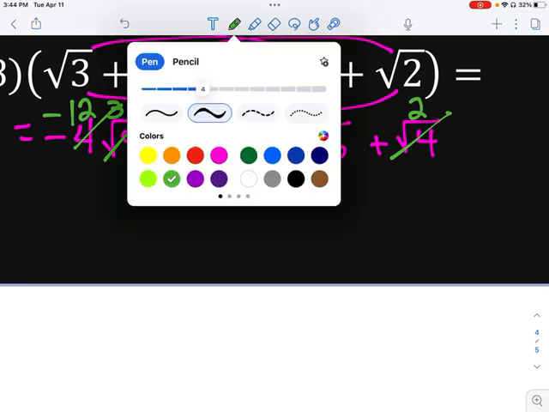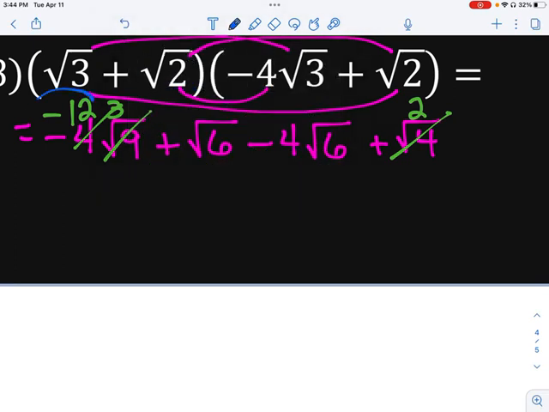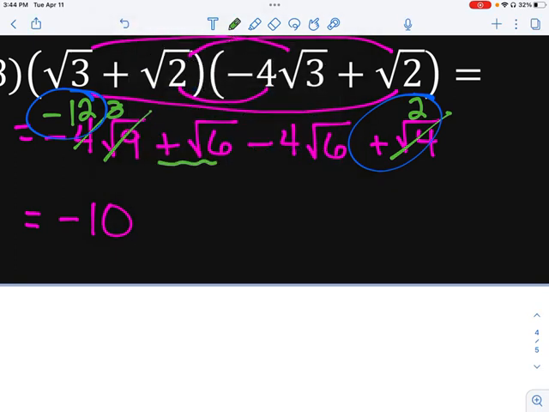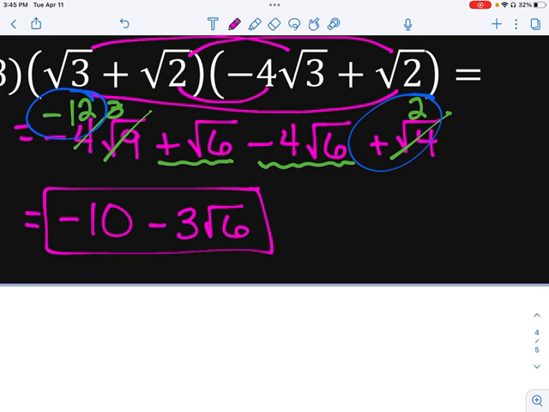So now we take and we say, okay, I can take this negative 12 and this positive 2 and add those together, and that would get me a negative 10. Then I can take a positive square root of 6 and a negative 4 square root of 6, and I'm going to add those together, and that's going to give me a negative 3 square root of 6, and that would be our simplified answer.